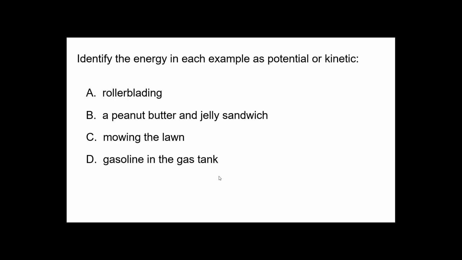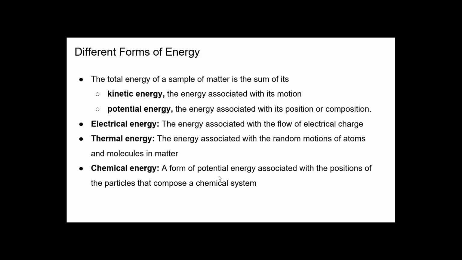So let's take a look at some examples. Identify the energy in each example as potential or kinetic. So rollerblading, is it in motion? Yes, it is. So, I have all the answers, so let's just break them down. Kinetic. A peanut butter and jelly sandwich, that's food, so that's going to get stored, and then it will be converted into kinetic energy. That's potential. Mowing the lawn is kinetic, you're in motion. And gasoline in a gas tank, that's like food, we need gas or the car will not go, so that's potential.